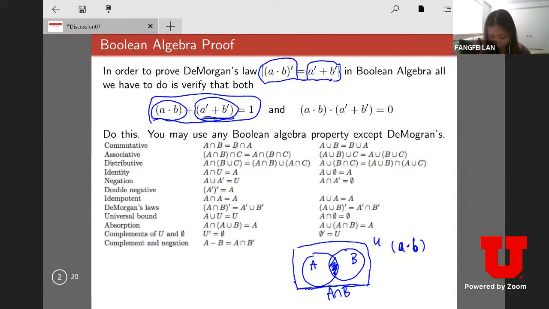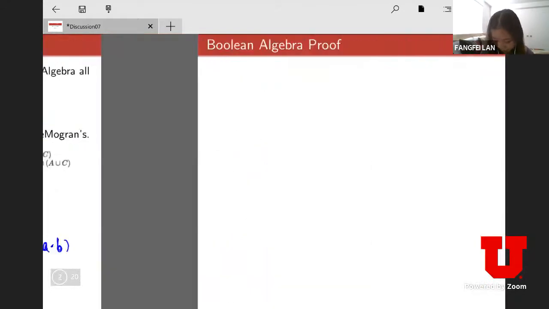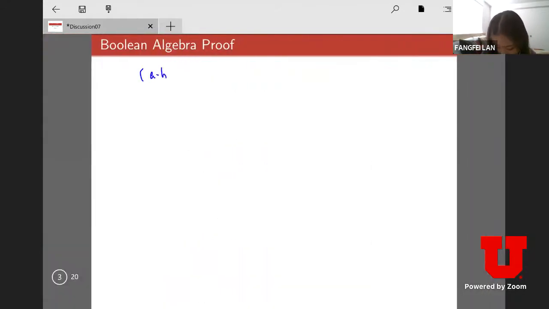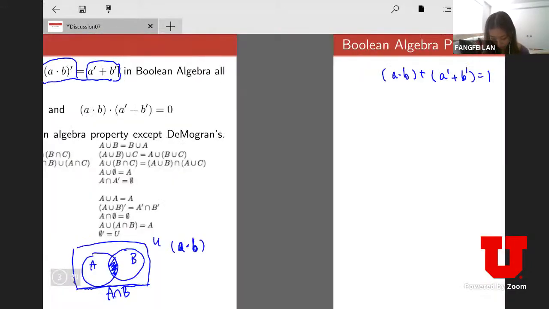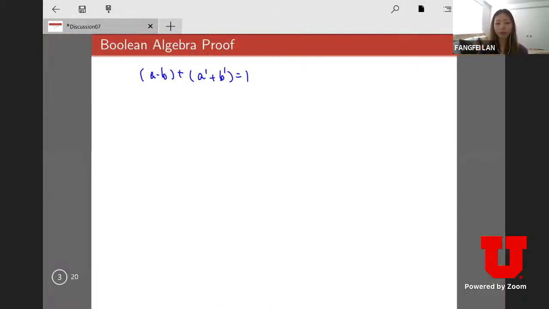Any idea how to start? Let me write this down again. A times B plus. So that's the first one. Any ideas on how to start? I think Boolean algebra is a little weird. What can we do?